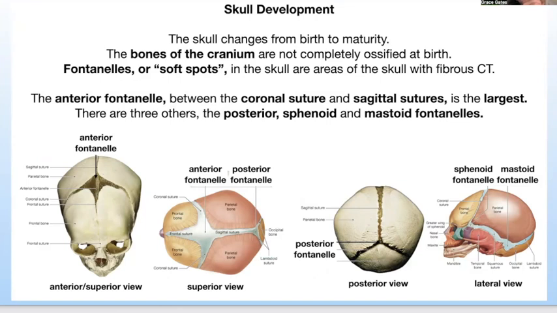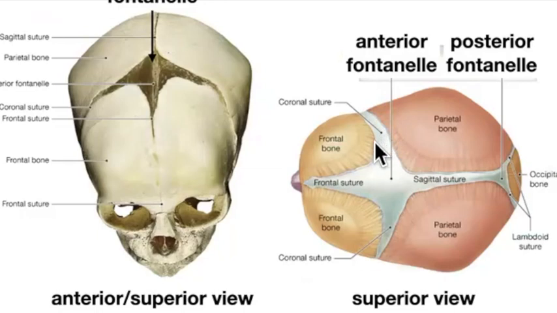Fontanelles, commonly called soft spots in the skull, are areas of the skull with fibrous connective tissue instead of bone. The anterior fontanelle between the coronal suture and the sagittal suture is the largest, and here it is, right? Sort of in the coronal suture, kind of in the sagittal suture. And there's sort of even a split in the frontal bone where the anterior fontanelle extends. So this is the largest fontanelle.